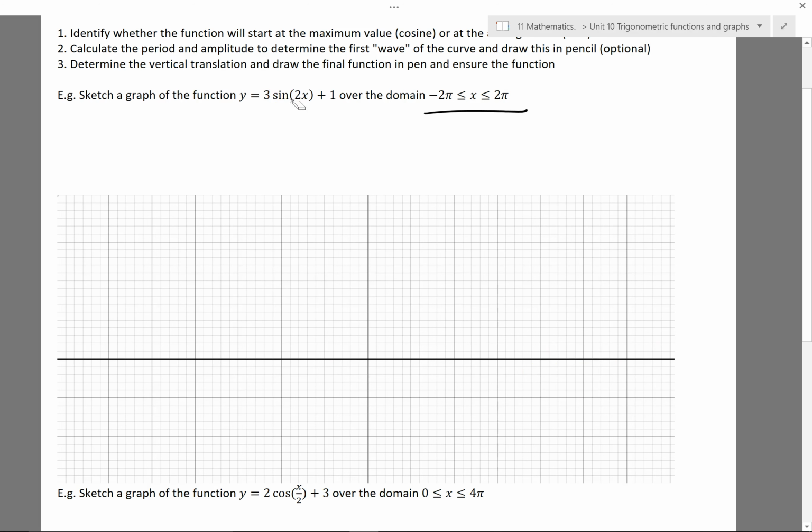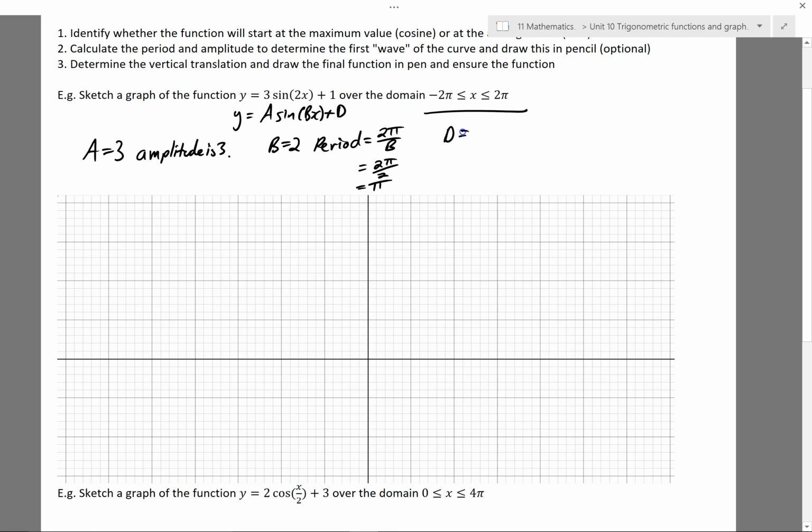And I can look at this equation and see that it lines up with a sine bx plus d. So I can identify that a equals 3, which means that my amplitude is 3. I can identify that b equals 2, which means that my period is 2 pi over b. Remember that rule? 2 pi divided by 2, or a period of pi. And I can identify that d equals 1, which means my average value is 1.